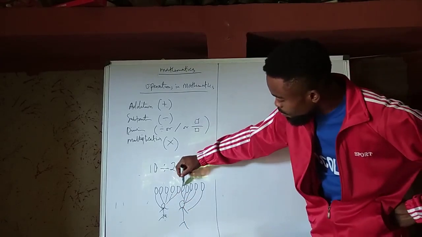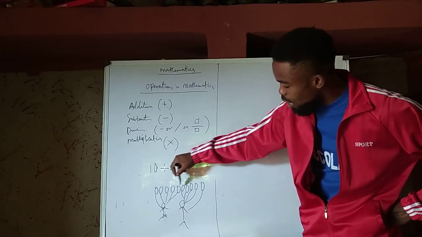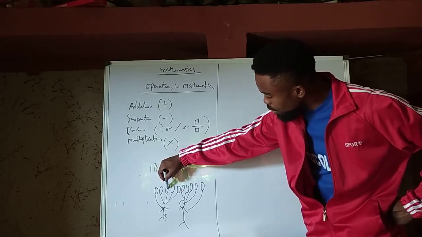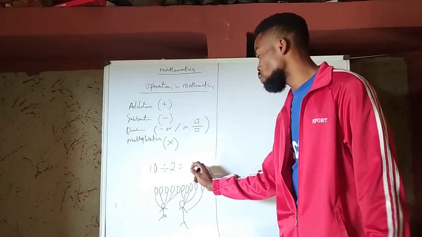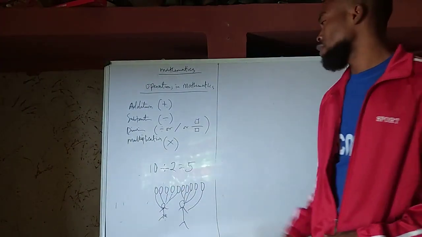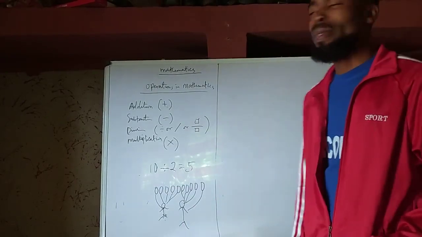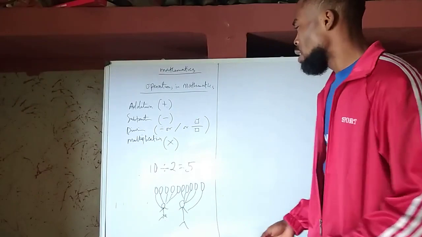So now look at it. How many has gone to this guy? 1, 2, 3, 4, 5. How many has gone to this guy? 1, 2, 3, 4, 5. So that means when we share 10 things among 2 people, each of them is going to take 5. Right? So that's what this is saying. That's for division. It's that simple.